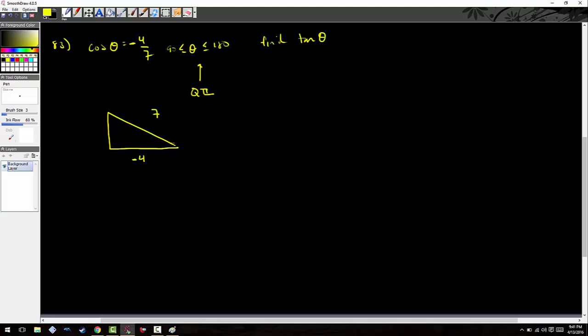So now I have to find out this third side because I have to find tangent of theta. Well, how do I find this third side? It's going to be found by the Pythagorean theorem. So I've got x squared plus negative 4 squared is equal to 7 squared. So what do I have? I have x squared plus 16 equals 49. So x squared equals 49 minus 16. So it looks like I'm looking at a 3 down here and a 3 right here. So root 33 is what I'm looking for.